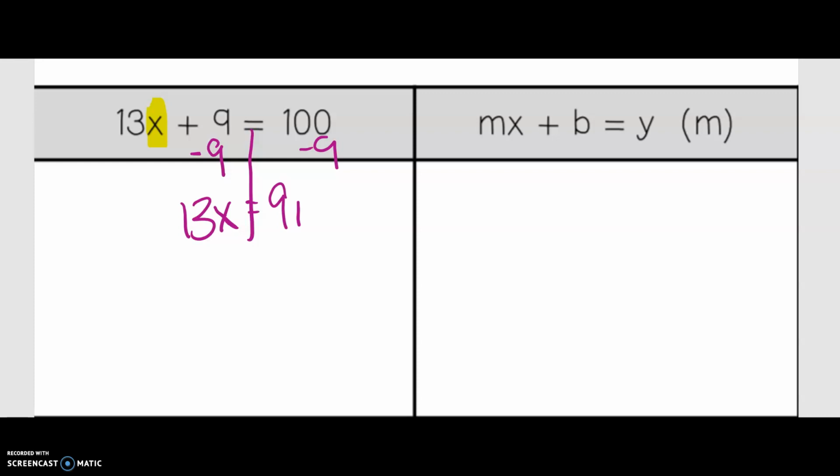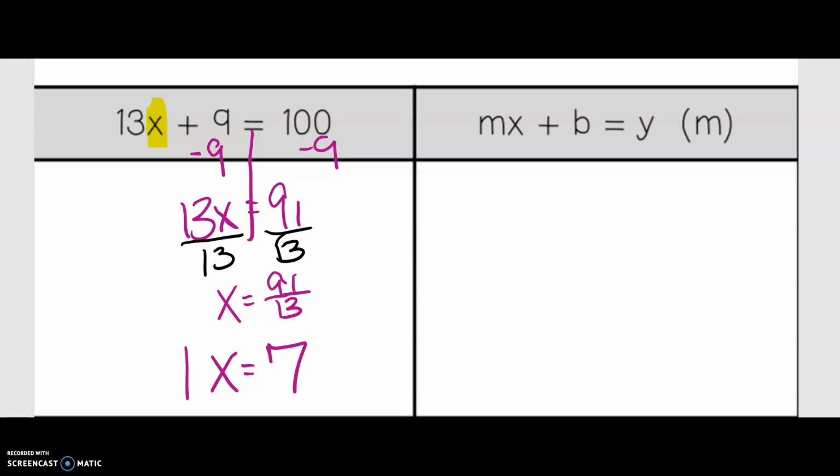Now our next step, we need to get rid of that 13. That's our last thing to get the x all by itself. Since this is multiplication, 13 times x, I'm going to divide by 13 to get rid of that. So 13 divided by 13 is 1. So we have 1x is equal to 91 over 13. That's our fraction. And then, of course, we have to reduce our fraction anytime we can. And when we reduce that fraction, we end up with 91 over 13 being equal to 7. So x is equal to 7.